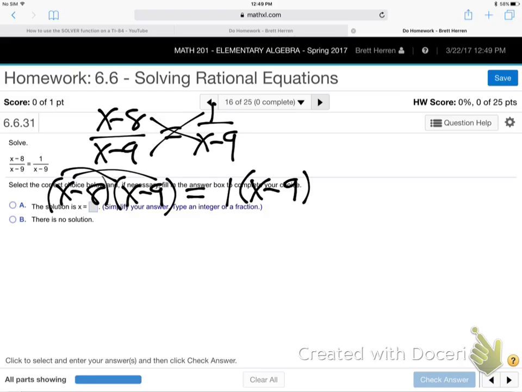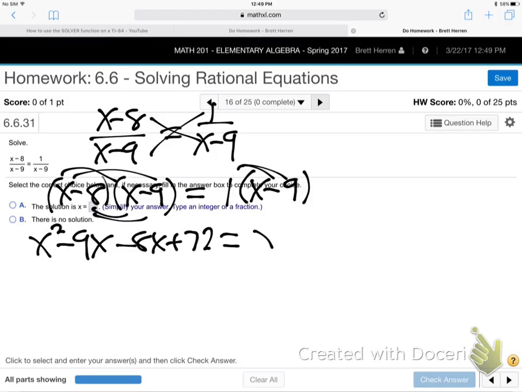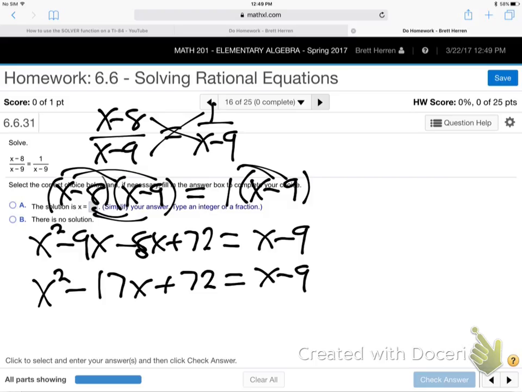And then distribute. X squared minus 9x minus 8x plus 72 equals x minus 9. You good to there? Everybody good to there? So x squared. There it is. The sea monster's reared its ugly head. What do we do when you see x squared with an equal sign? Step number 1, you get a 0 to the rescue, right? You got to get a 0. Whenever you see x squared with an equal sign, you got to get a 0.